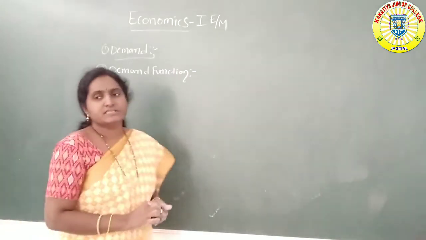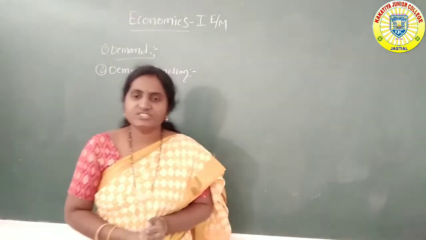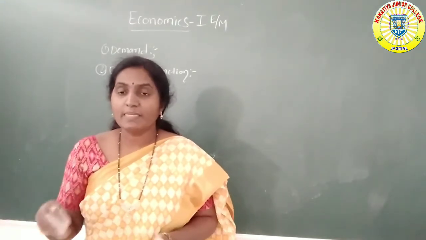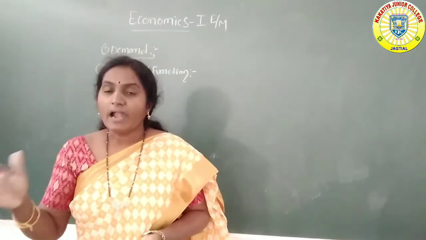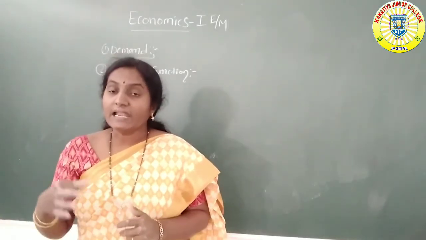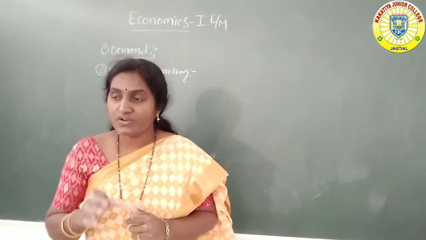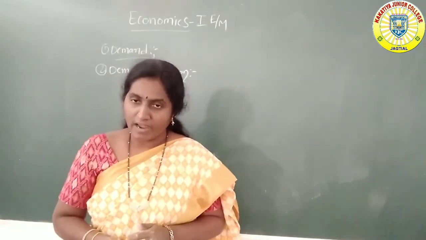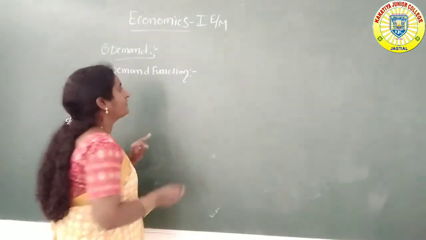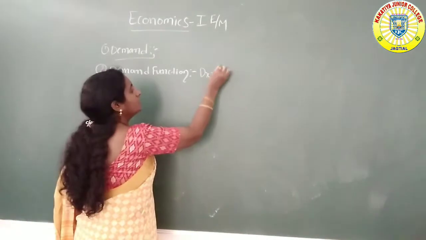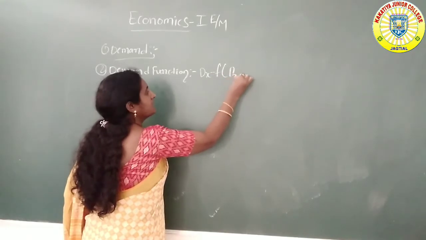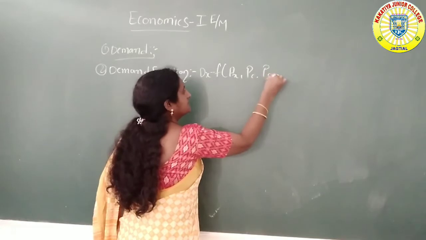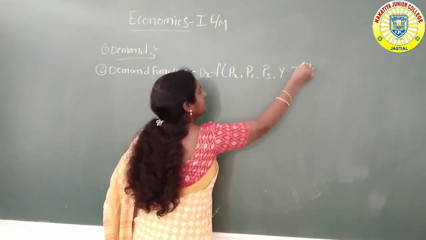Demand function means that market situations are sometimes different. Sometimes demand increases and decreases based on the price level and other factors. These other factors which influence the change in demand are known as the determining factors of demand. So the demand function is written as Dx = f(Px, Pc, Ps, Y, T).